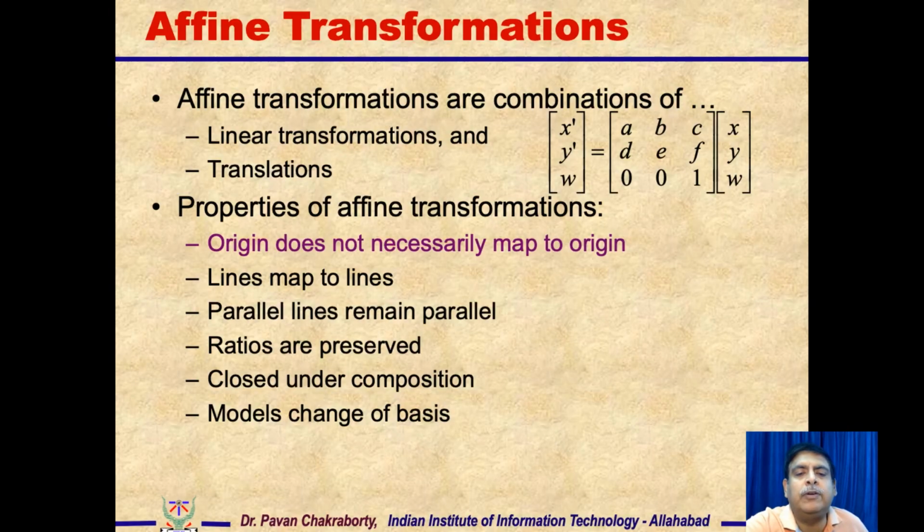Properties of affine transformation. What we see is that the origin does not necessarily map to the origin. That is because translation has been incorporated. Lines map to lines. Parallel lines remain parallel. Ratios are not preserved. It is closed under composition. That is, you have an inverse of the affine transformation. And there is a model change of basis.